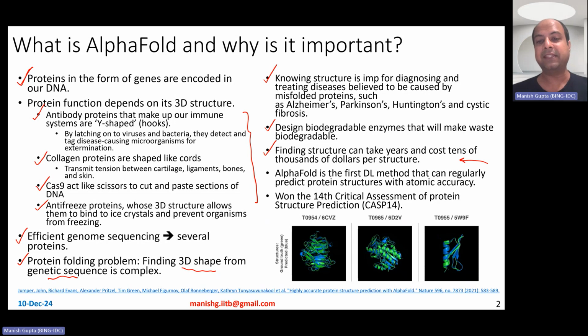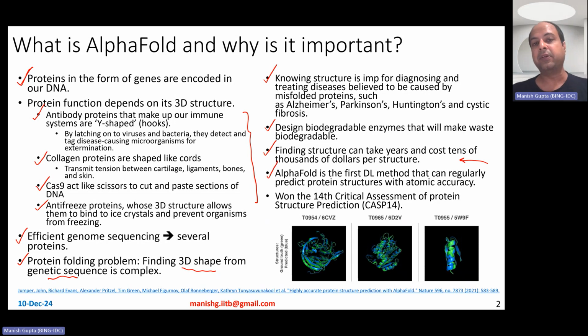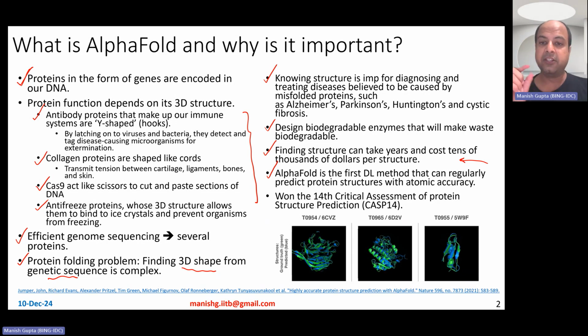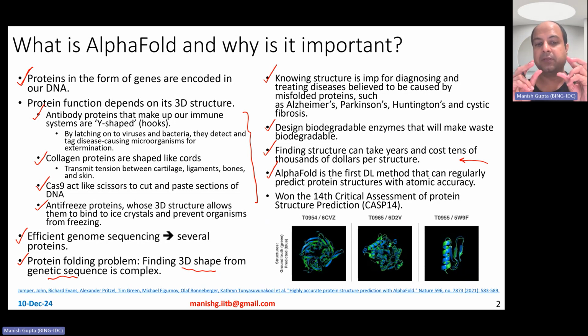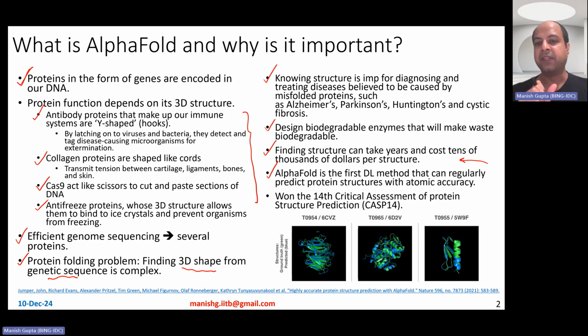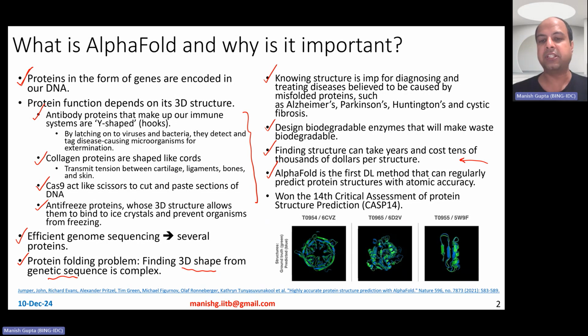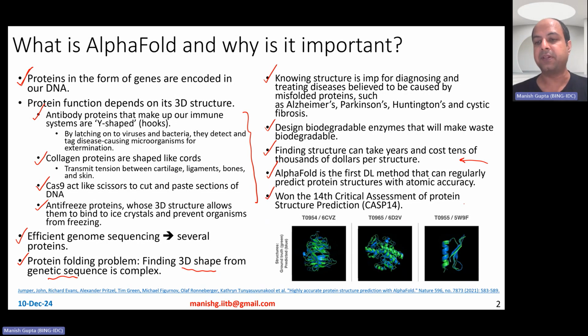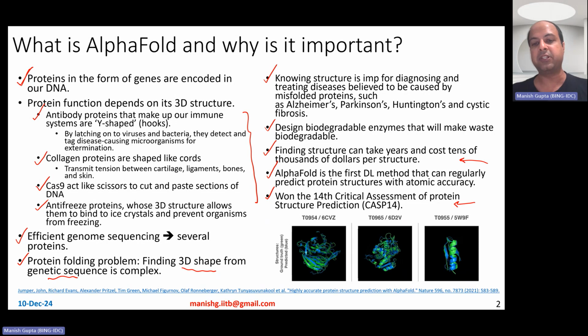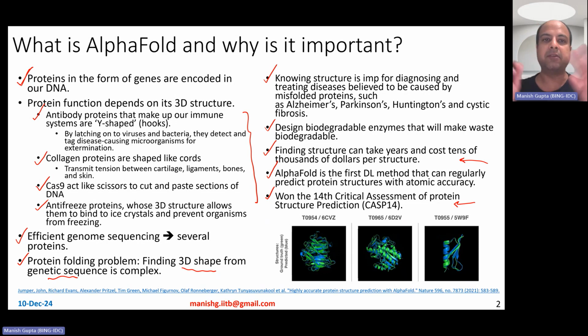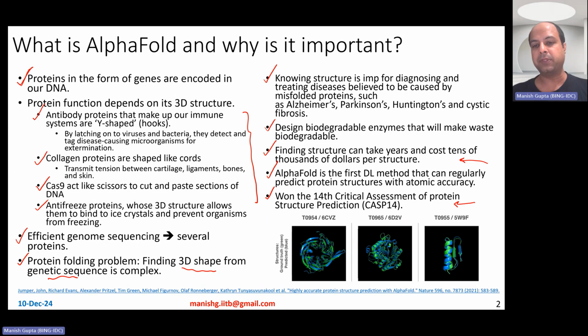AlphaFold is the first deep learning method that can regularly predict protein structures with atomic accuracy. Atomic accuracy means it can actually predict the positions of these atoms nicely. And it's super important because it won the 14th CASP challenge, which is the Critical Assessment of protein Structure Prediction. It won the challenge by a significant margin, and that is why it has become super popular, right?